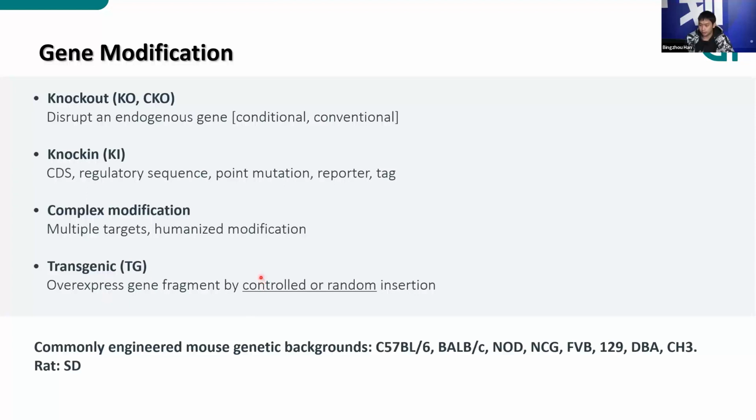So in our facility, the commonly engineered mouse genetic backgrounds are the common strains we use, like B6, like BALB/c, like NOD, and others. And also we could do this modification in the SD rat strain.